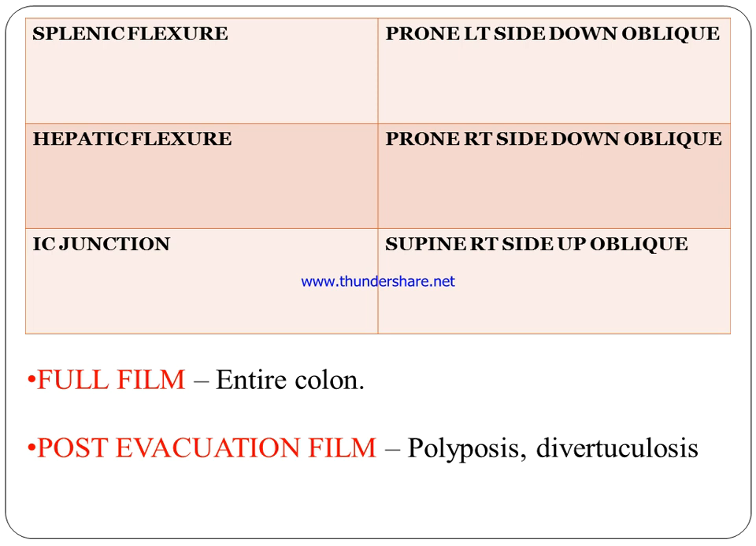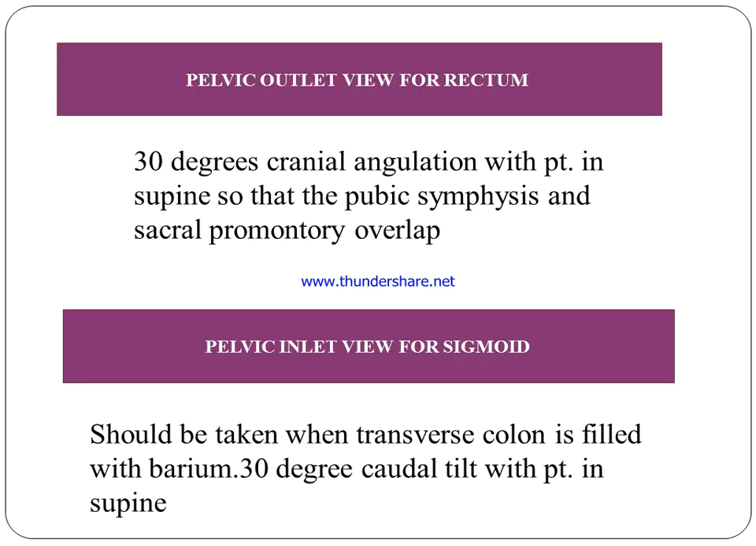The splenic flexure is seen in the prone left side down oblique. The hepatic flexure is visualized in the prone right side down oblique. The IC junction is visualized in the supine right side up oblique. A full film is taken for the entire colon, and a post evacuation film for polyposis and diverticulosis.